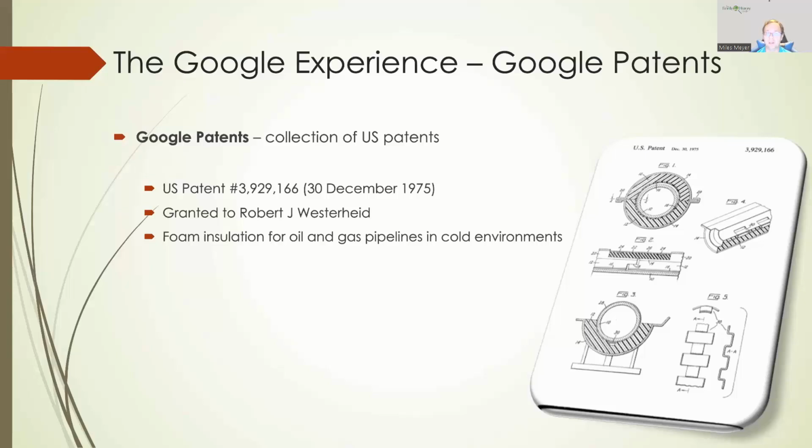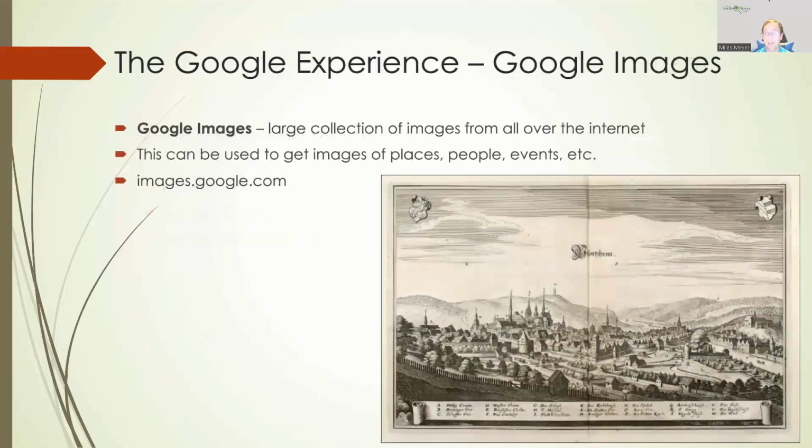And then there's Google Images. I'm sure most of you have used Google Images in the past. This is a large collection of images from all over the internet, and you can utilize it to get images of places, people, and events. You just go into images.google.com. The map that I've got here is a historic map of the town of Forsheim in Baden in Germany, the town that my wife's ancestors came from.